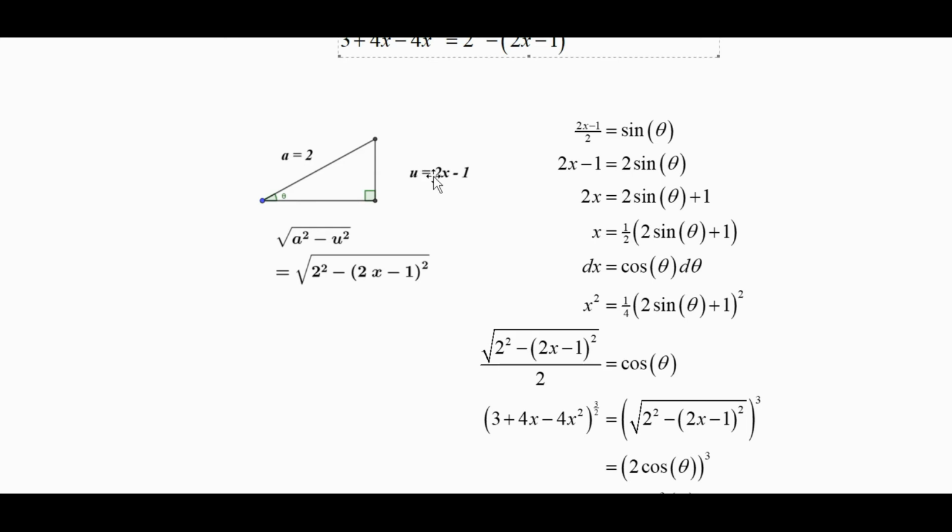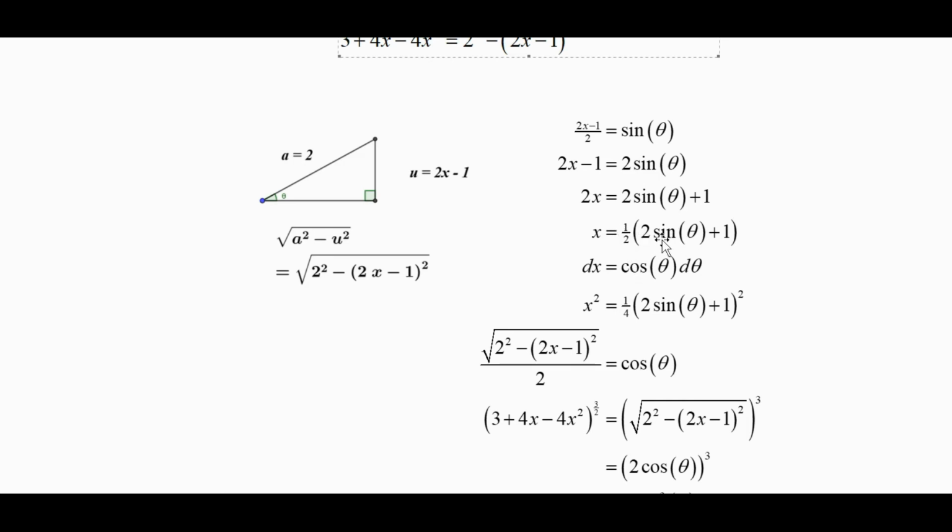From the picture, if we do the 2x minus 1 over 2, that's opposite over hypotenuse, that's the sine of that angle theta. So 2x minus 1 over 2 is sine of theta. Multiply by 2, add 1, and divide by 2. You get x is 1/2 parentheses 2 sine theta plus 1. Then we'll take the derivative of this to get dx.